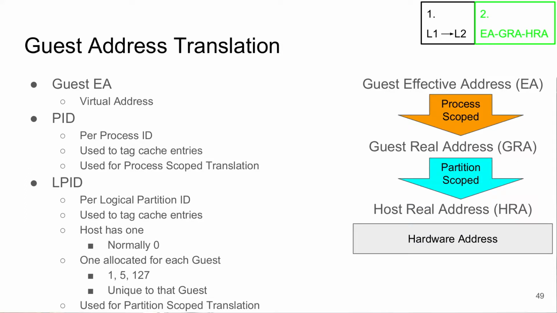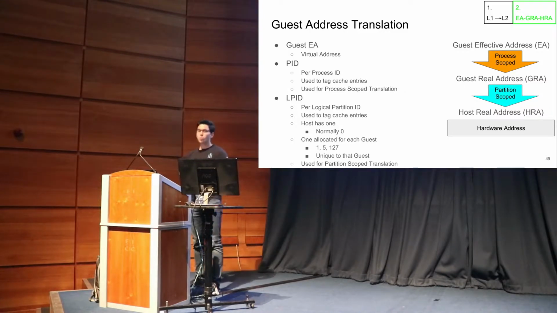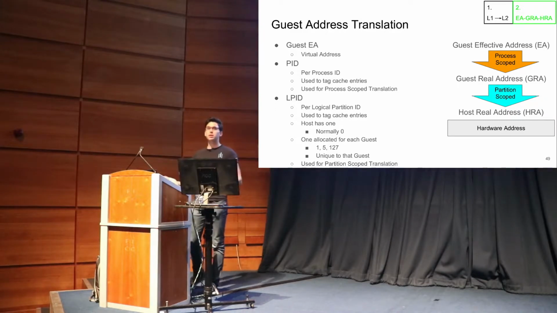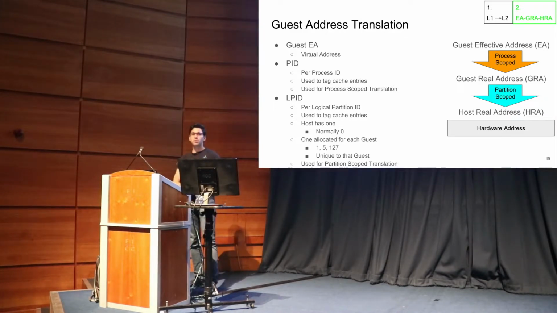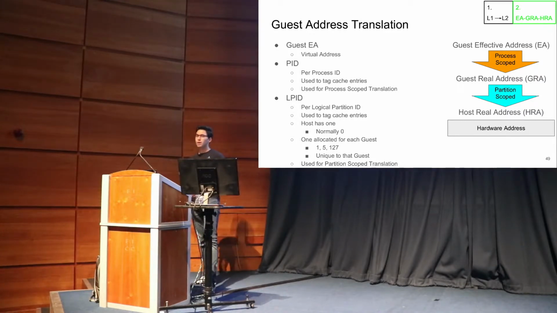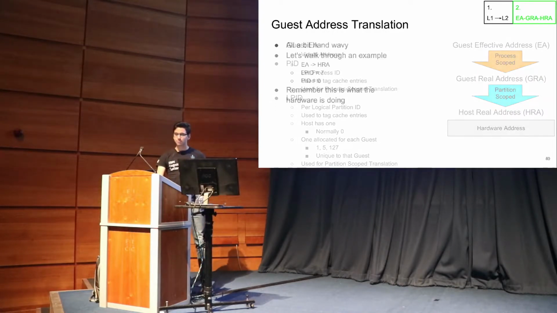So I've introduced a few concepts here that I'm just going to explain quite quickly. We have this guest effective address, which, like I've said, is just the same as a virtual address. We have a PID, which is a per process ID, used to tag cache entries and used for process scope translation. And we have this LPID, which is a per logical partition ID, again, used to tag cache entries, and there's one for each partition which will run on your system. The host has one, and it's normally 0. And there's also one for every guest. It could be 1, it could be 5, it could be 127. It just has to be a unique one for each guest. And that's used for partition scope translation.